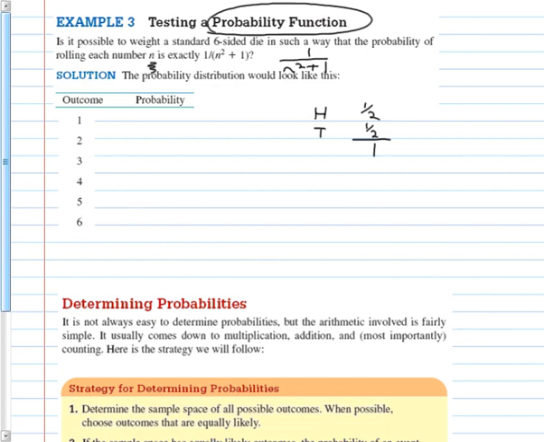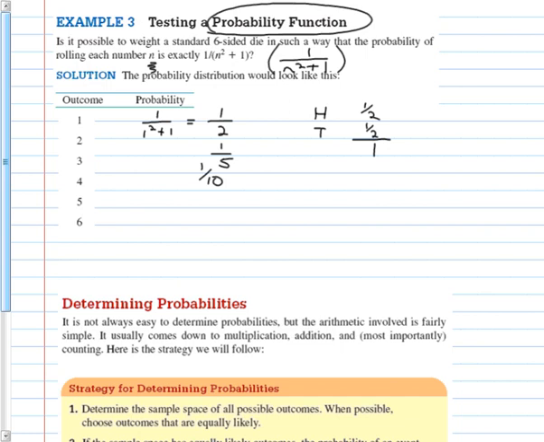So that's what I do to test whether a function they have given me actually can be a probability function. So they're saying, okay, you roll a 1. Well, if I use this function, that would be 1 over 1 squared plus 1, which is 1 over 2. And if I do a 2, 1 over 2 squared plus 1, that'd be 1/5. I'm not leaving myself enough room, am I? If I do a 3, 3 squared plus 1 is 10, 1/10.